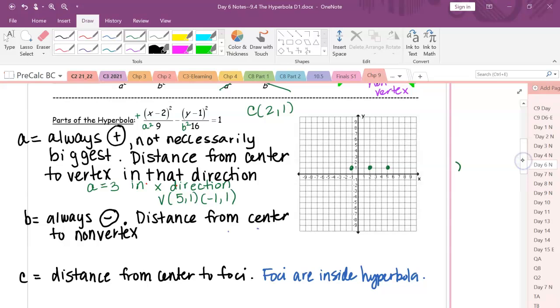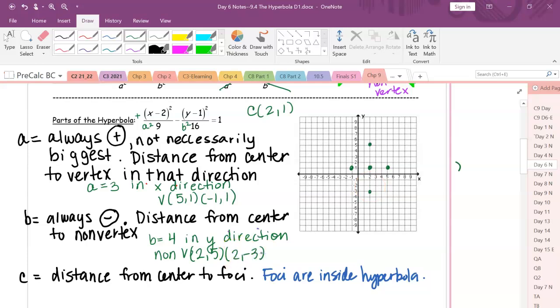So then the way we're going to find our b is that it's the one always with the negative. So here's the negative, it's with the y, so this one is b squared. It's going to be the distance from the center to the non-vertex. So b is going to be 4 in the y direction. So you are going to go up 4 from the center, 1, 2, 3, 4, and down 4. That's going to give you your non-vertices, which I just call non-v. And those non-vertices are going to be at 2, 5 and 2, negative 3.